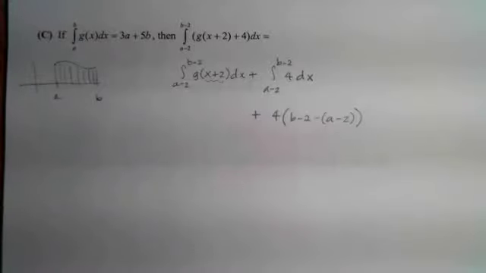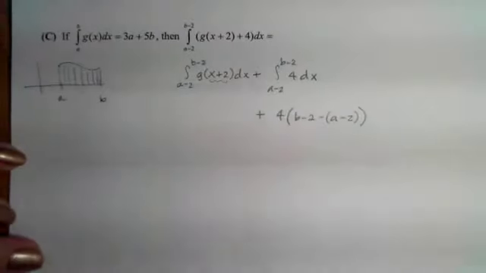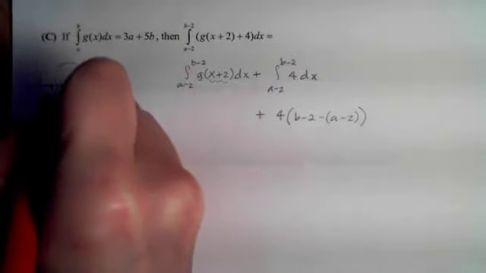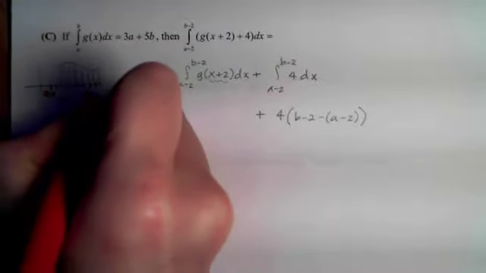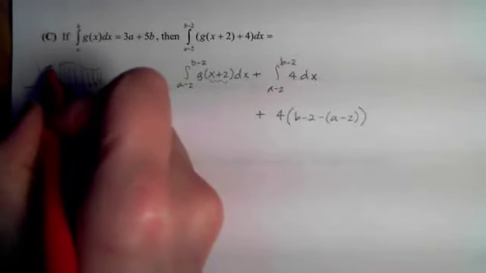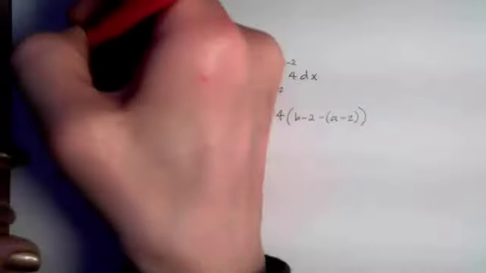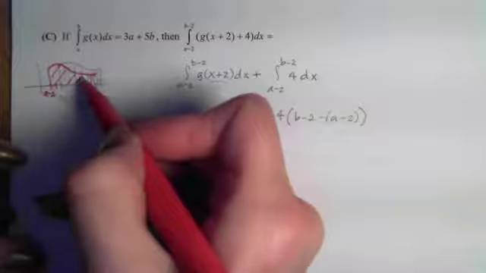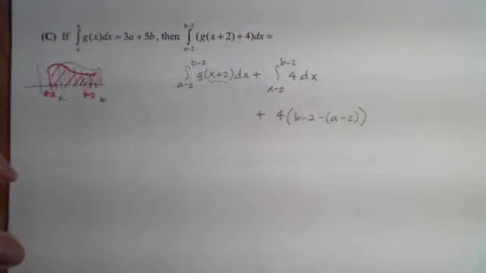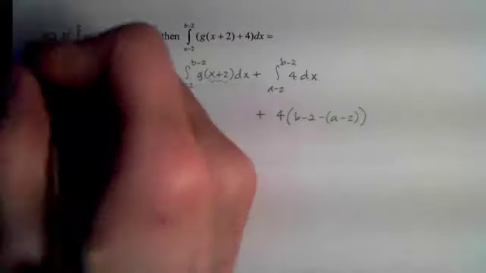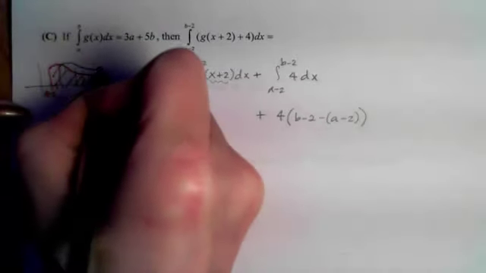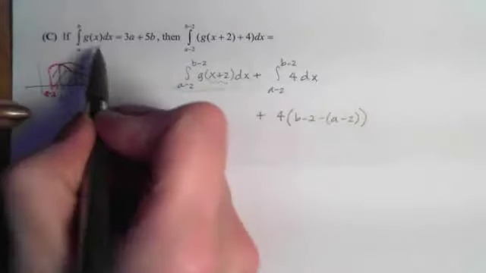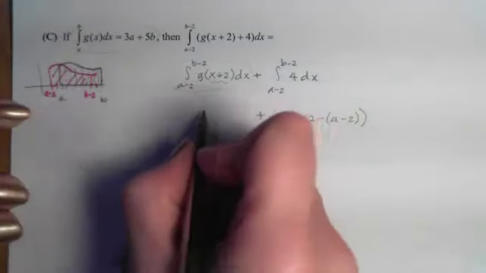So this function, g of x plus 2, is actually going to be moved left 2 units. So here's my a minus 2 and my b minus 2, and I'll have the same picture, just moved 2 units to the left. If I accumulate that red, we can see that it's the same as the original accumulation when I was going from a to b on the unmoved function. So this accumulation is actually going to be the same as this accumulation.